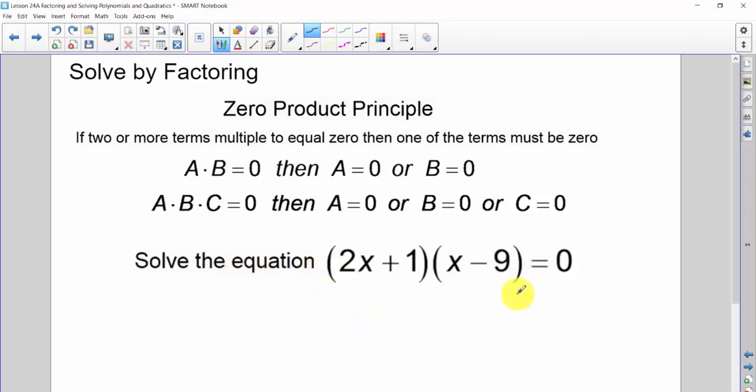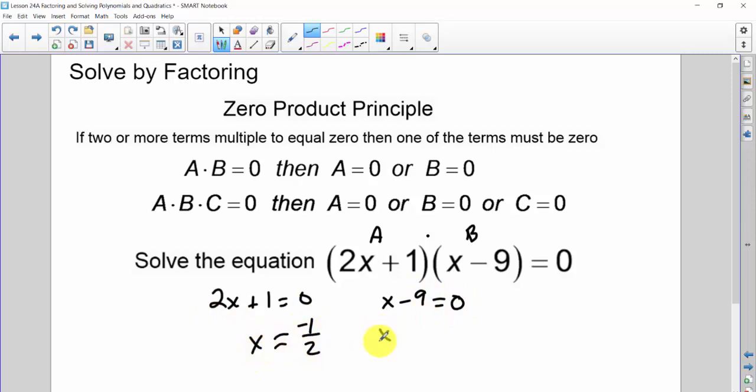So I look at this problem, and while it's already in factored form, I want to solve it. Because it's set equal to 0, I have like an a term times a b term equaling 0. So either a equals 0, or 2x plus 1 equals 0, or b equals 0, or x minus 9 is equal to 0. Solve these two. That's negative 1/2 is equal to x, and x equals 9.